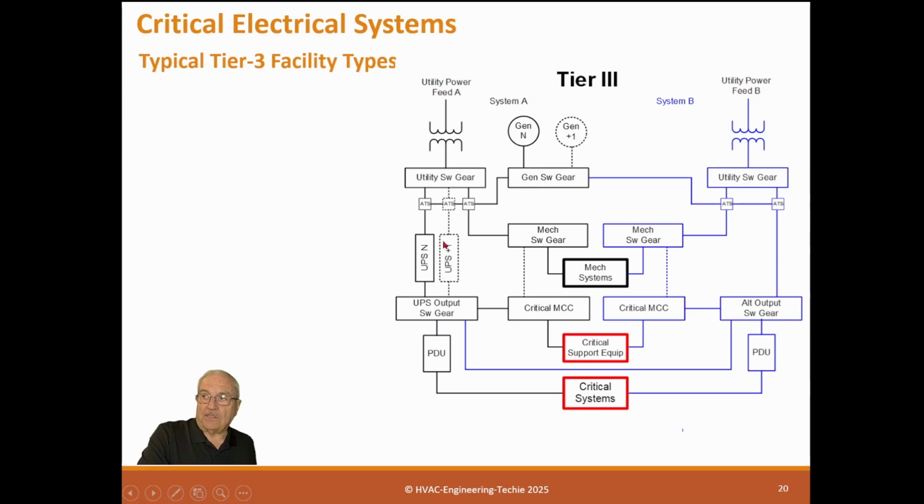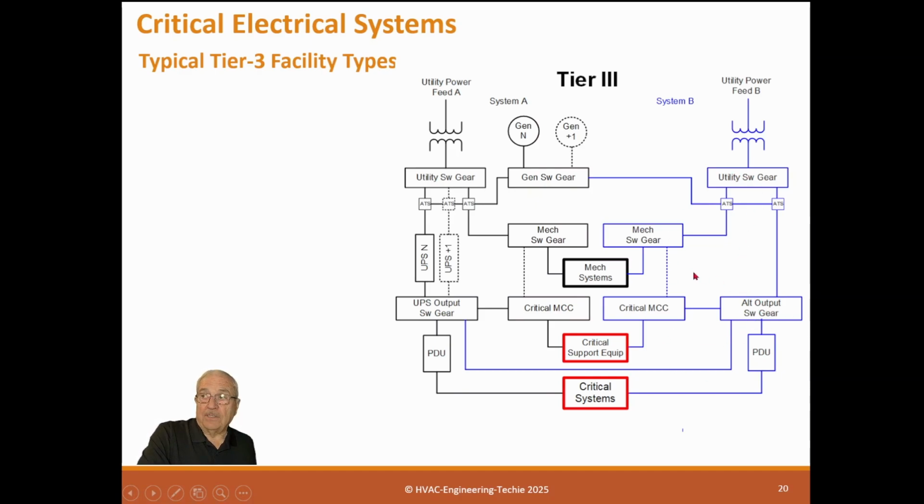You have the ATSs going to the UPSs. Still, you have an option for a redundant UPS. And then you have the switches going over to mechanical switchgear. But what's different is you have the same thing on this side. So this side can feed the critical systems and the mechanical systems, and this side can feed the mechanical systems.